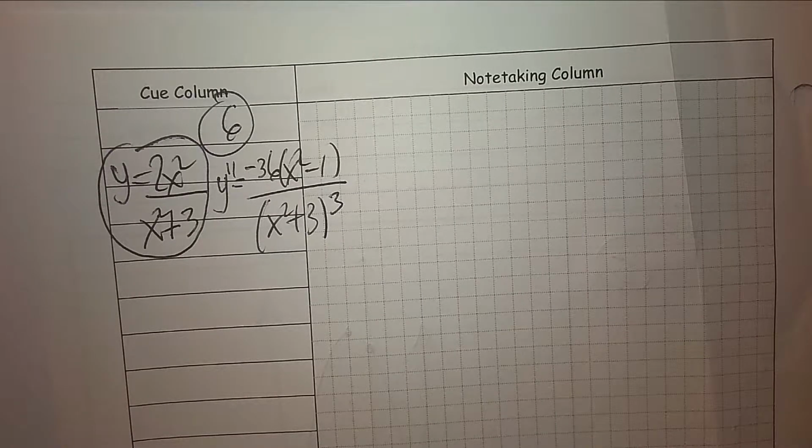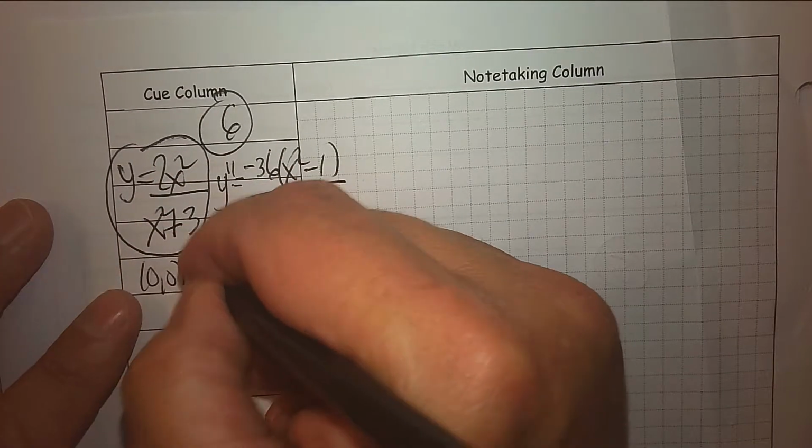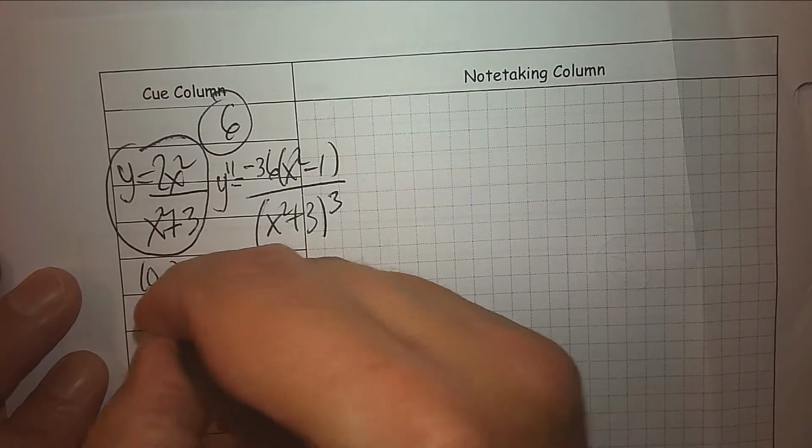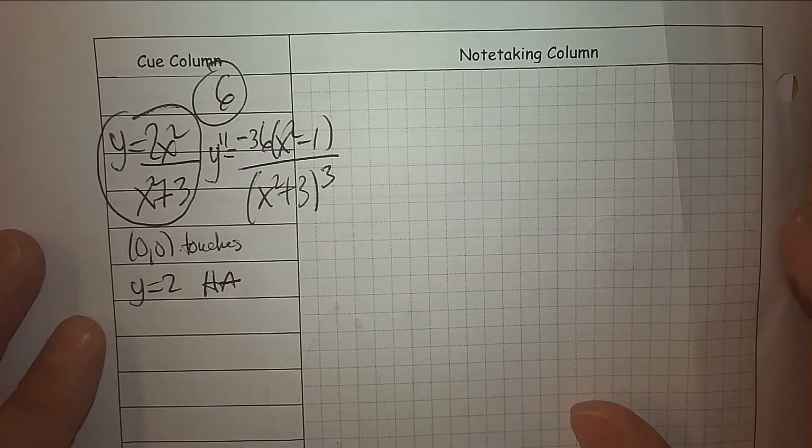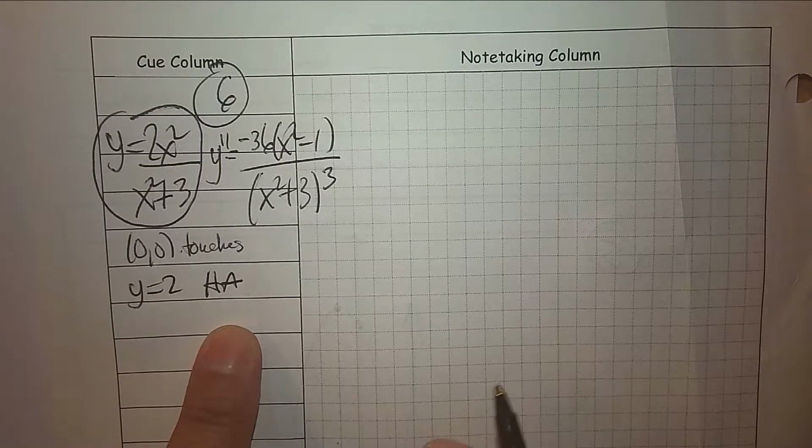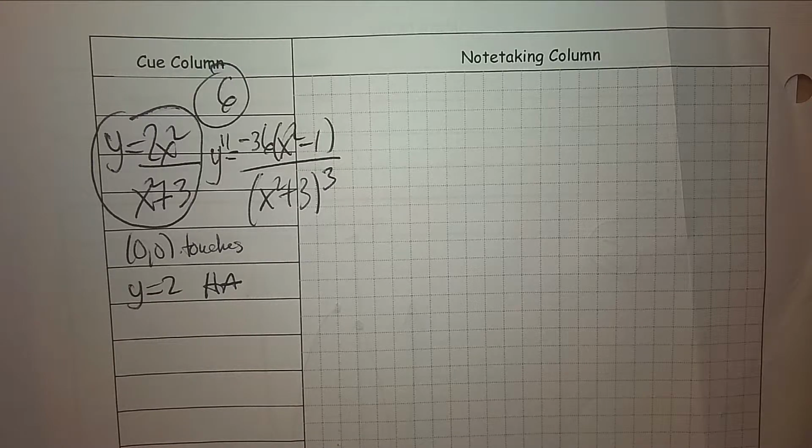Let's get going. We already did so much without calculus. We know the end behavior, we know the intercept, we know what happens at that intercept, right? What we don't know yet is increasing and decreasing, if there are any turning points, and concavity, but we'll get there. So to summarize, at (0, 0) it touches, and y equals 2 is a horizontal asymptote, and there are no vertical asymptotes or holes.